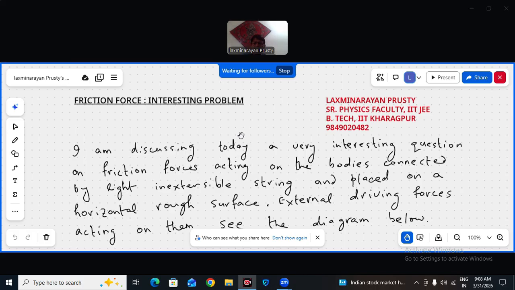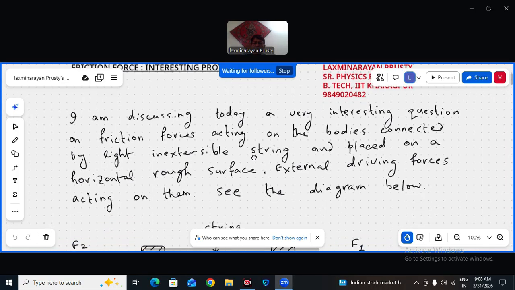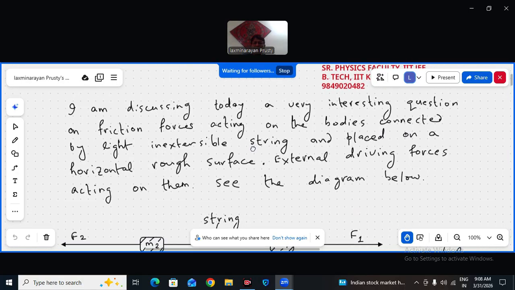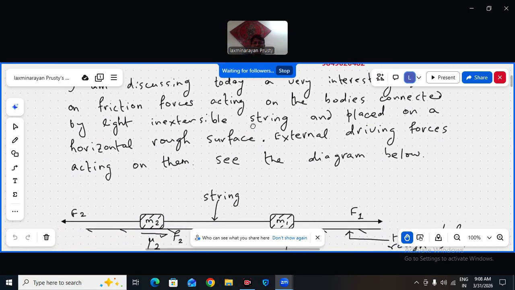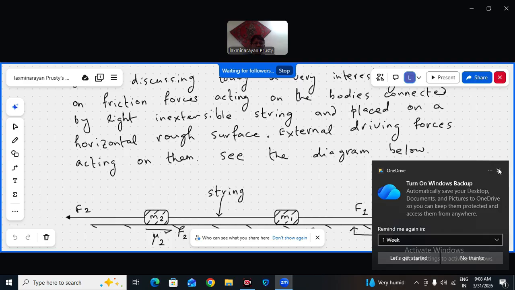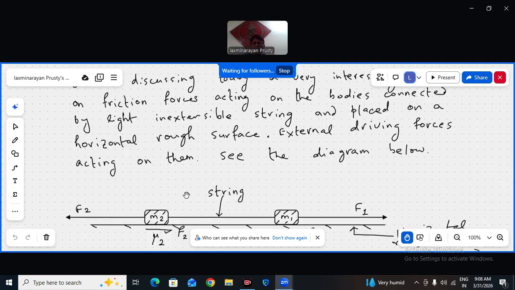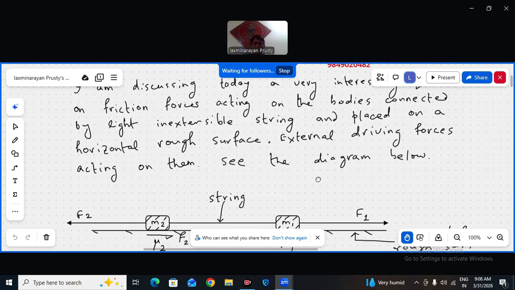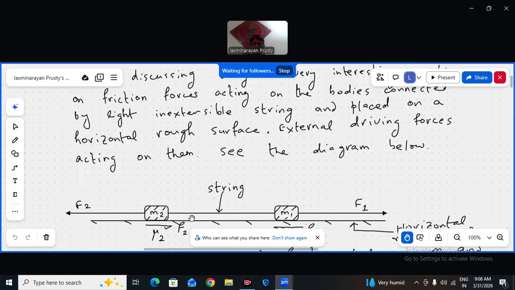Let us come to the topic. I am discussing today a very interesting question on friction forces acting on the bodies connected by a light inextensible string. Just see the diagram below. This string is light, meaning massless, inextensible, placed on a horizontal surface. These two blocks are connected by a massless inextensible string placed on a horizontal surface.